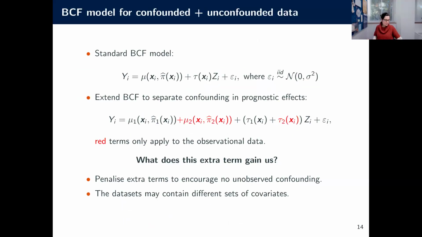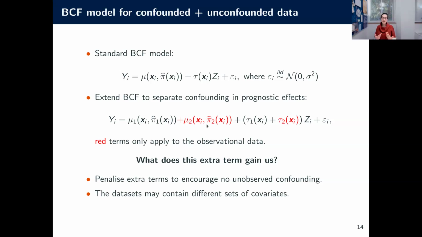So how can we address this in BCF? What we did in this case is we said, okay, let's assume there is some original true model that I want to capture. But I will assume that my first data set, the data come from this correct model, but in my second data set, the observational data, there is potentially a bias term, both in the prognostic effect and in the treatment effect.